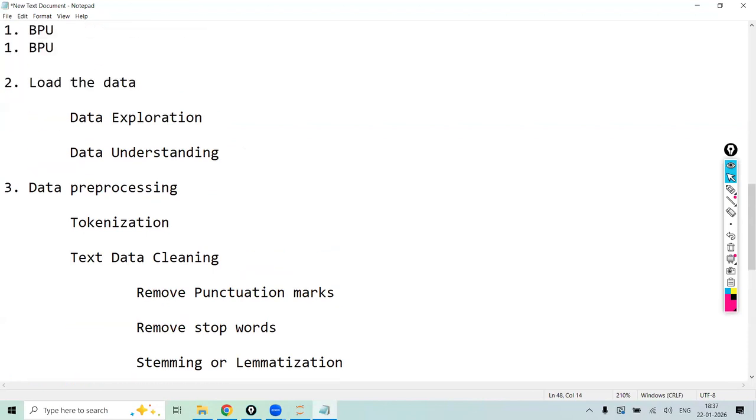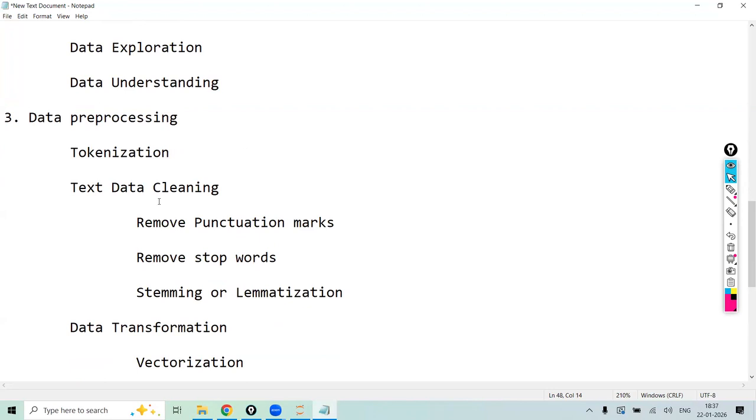Now here, what data pre-processing steps do we have? First one is tokenization, followed by data cleaning, and all these steps, one by one. What are the steps? Let us implement each and every step.